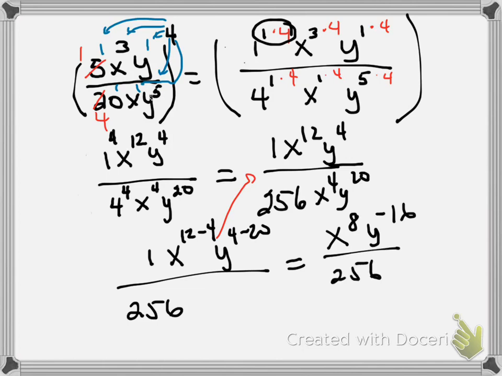Now remember, my exponents cannot be negative, so because he's unhappy, we're going to move him to the bottom bunk, or the denominator side. So actually my answer is going to be x to the 8 over 256 y to the 16th power.